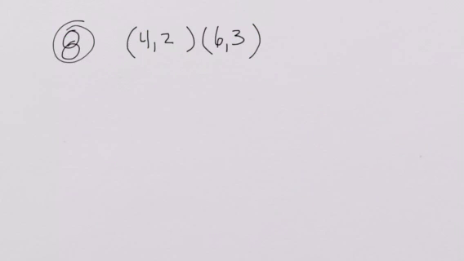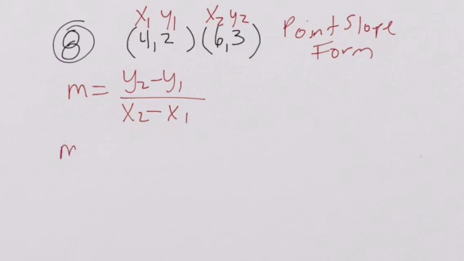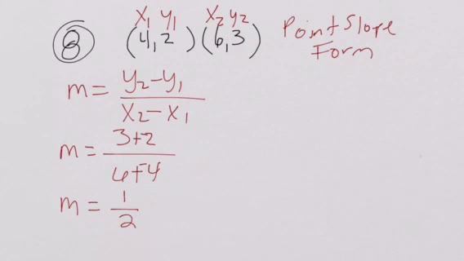All right, let's try again. We're going to go and find our slope first. So this is x1, y1. This is x2, y2, and we're still doing point slope form. Okay, so we're going to do y2 minus y1 over x2 minus x1. So m is going to equal 3 minus 2 over 6 minus 4. Add a line, change the sign, add a line, change the sign. m is equal to 1 over 2.